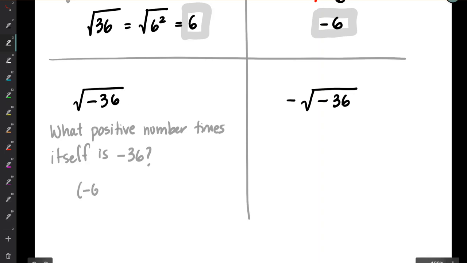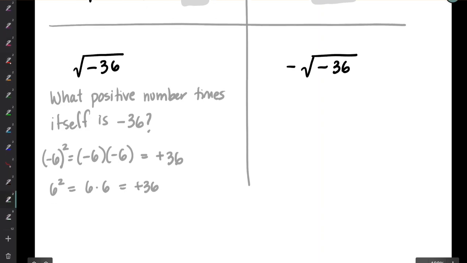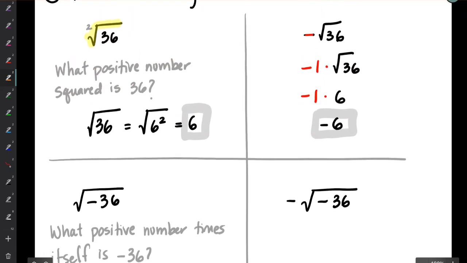You know, a minus 6 times itself, negative 6 squared, is a minus 6 times a minus 6, which is a positive 36. And 6 squared is 6 times 6, which is also positive 36. There are no real numbers. We will learn about complex numbers. There is an answer to this, but there are no real numbers that multiply by themselves to give a minus 36.